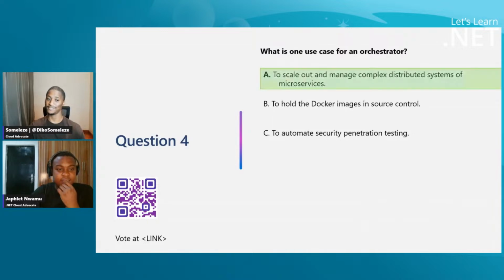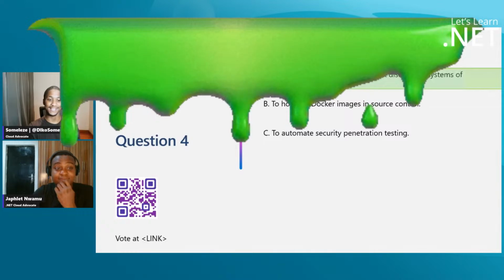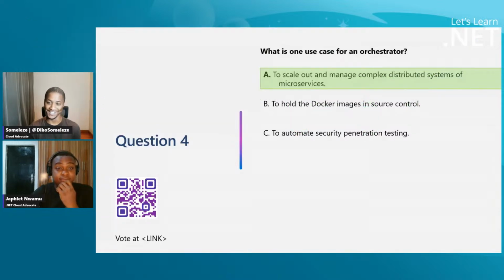So the correct answer is actually A. So in this case, like I mentioned earlier on, orchestrators are tools that are used to manage the host on which containers run. So you can see the answer there. It says to scale out and manage complex distributed systems of microservices. Again, orchestrators are tools that are used to manage the host on which the containers run.